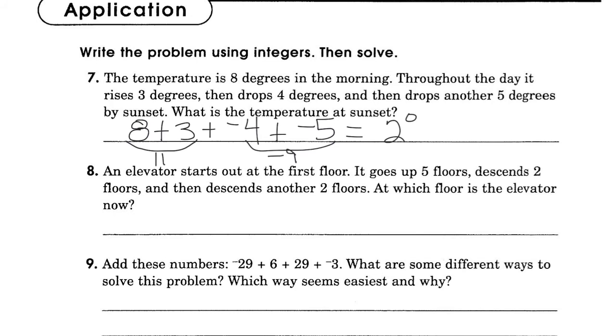Now, if I put a negative 2, that means it's below 0. If it's a positive 2, it's above 0. It doesn't tell us if it's in Fahrenheit or Celsius. So our answer is just 2 degrees. So you're going to do problem number 8 on your own.